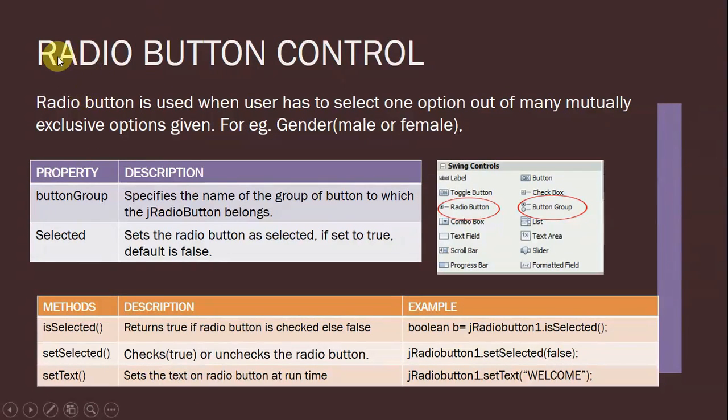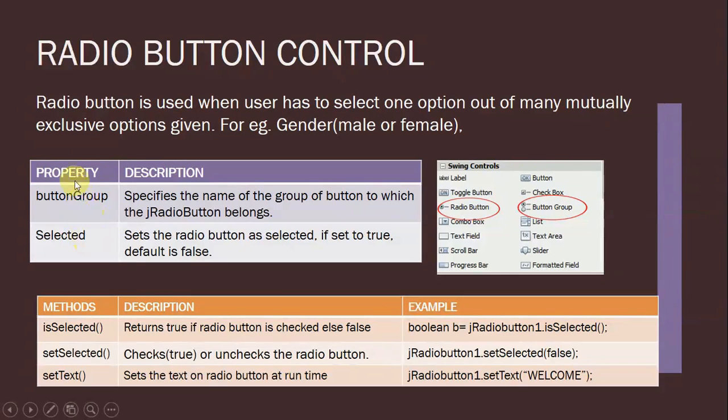Now let us talk about the radio button control. Radio button is used when the user has to select one option out of many mutually exclusive options given. For example, when I have to input gender, out of male or female, I will select only one. So on the Swing control palette, it will appear like this, and along with the radio button, we also use the button group, which appears like this.